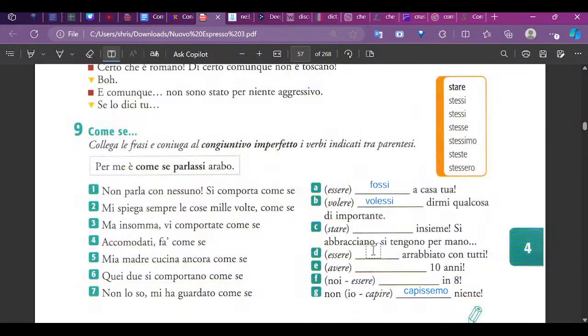So, sta would be insieme, si abbracciano, si tengono. Accomodati, fa come se fossi a casa tua. This would be A. Yeah, make yourself comfortable. Ma insomma, vi comportate come se. Ah, you behave as if you were together. You hug and you hold hands, so that would be voi.